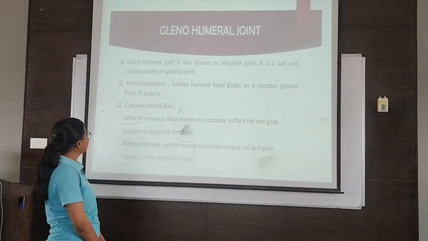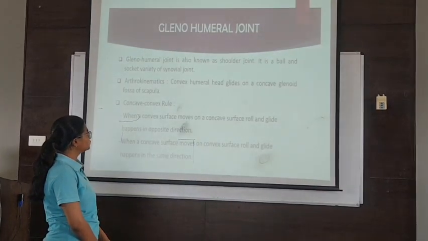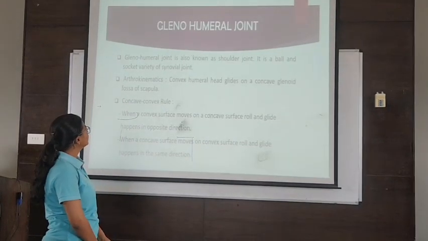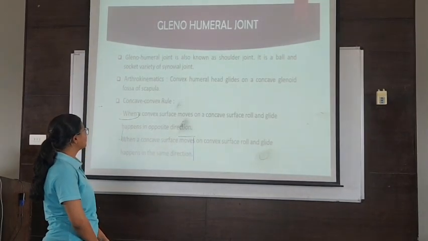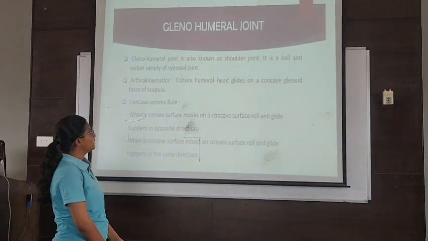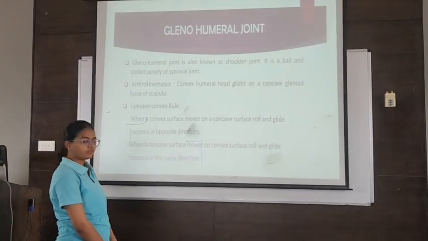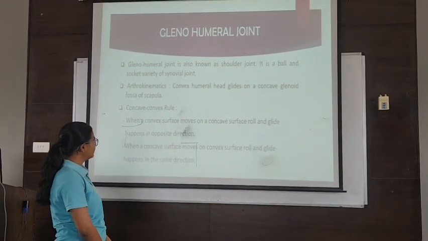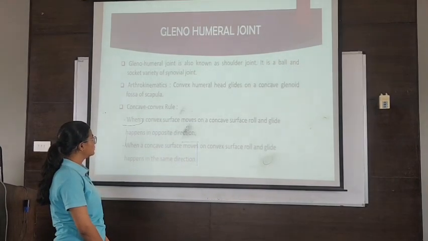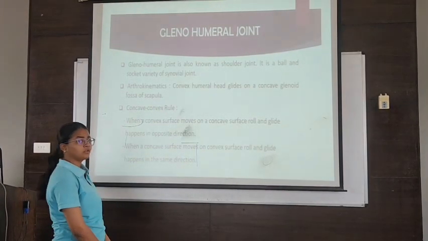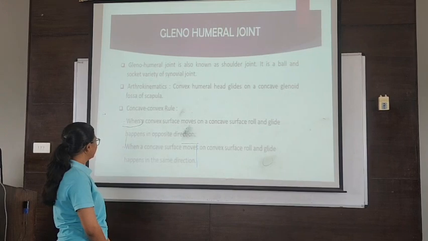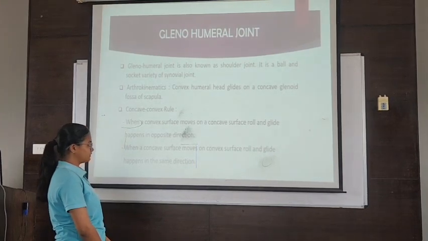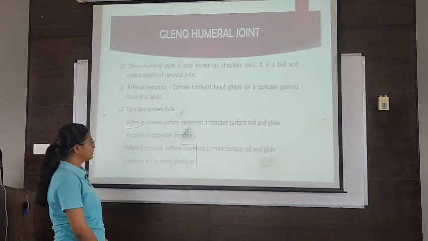Glenohumeral joint. The glenohumeral joint is also known as the shoulder joint. It is a ball and socket variety of synovial joint. Arthrokinematics: the convex humeral head glides on the concave glenoid fossa of the scapula. Concave-convex rule: when a convex surface moves on a concave surface, roll and glide happen in the opposite direction. When a concave surface moves on a convex surface, roll and glide happen in the same direction.